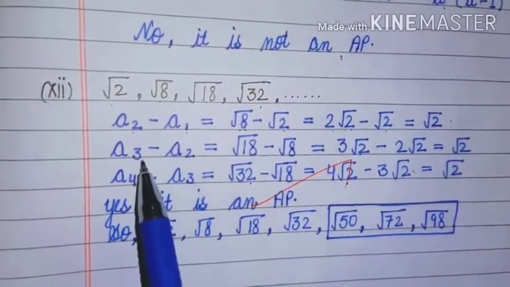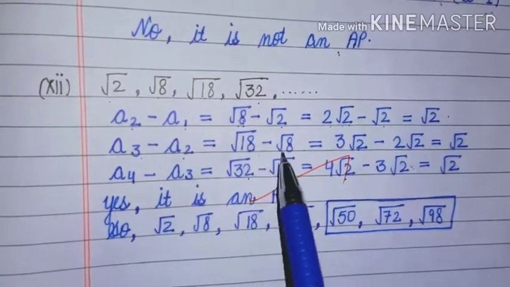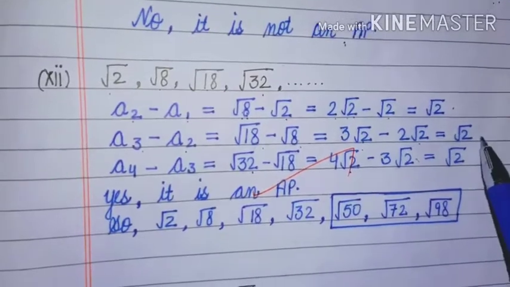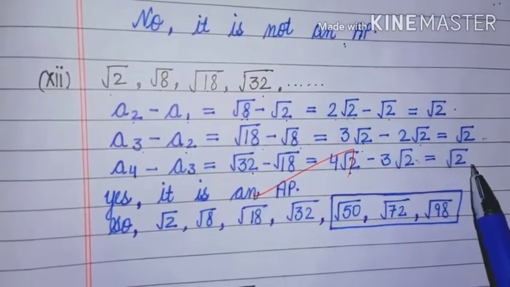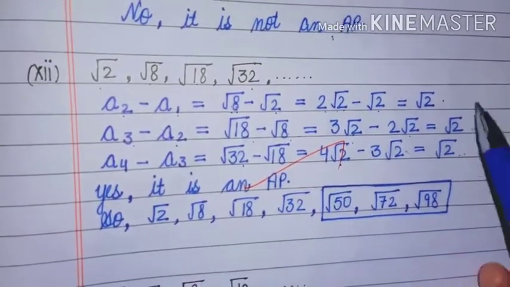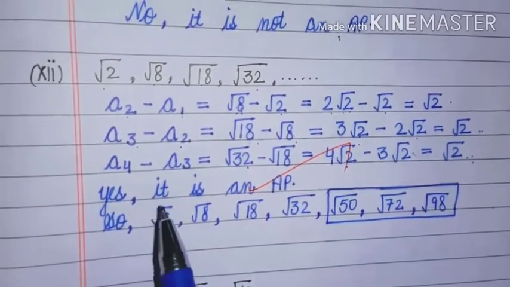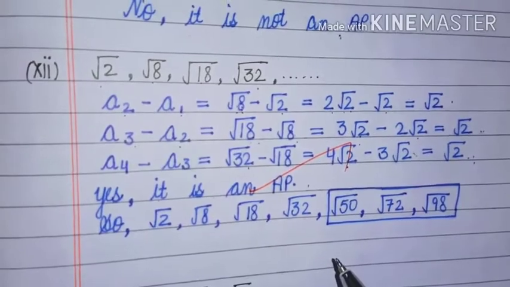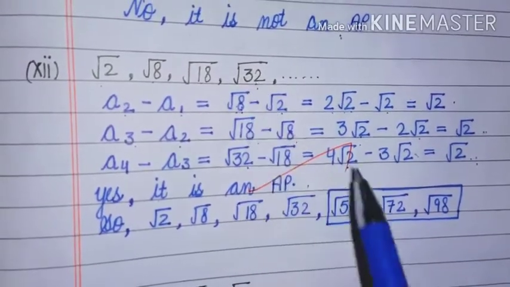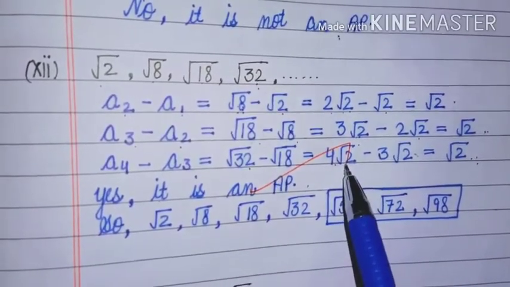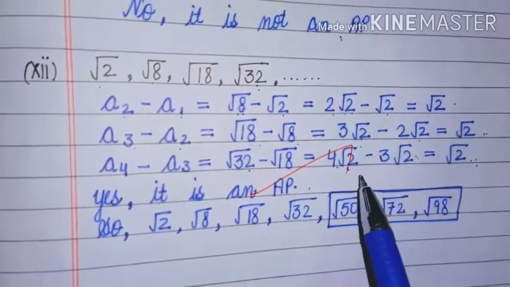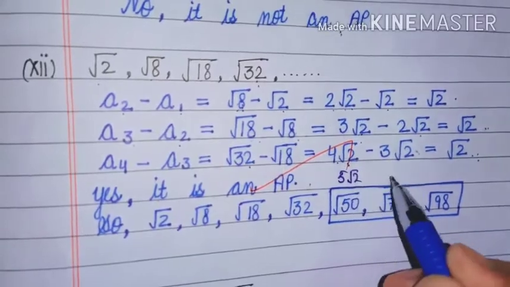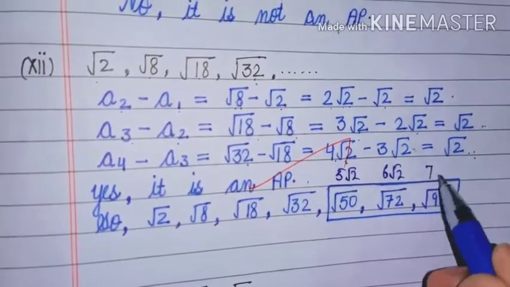In second part A3 minus A2, root 18 minus root 8. So root 18 is 3 root 2 and root 8 is 2 root 2. Again you will get root 2. Similarly in third case also you will get root 2. It means the common difference is same. Then we can say this is an AP. And the next term, how will we get the next term? Root 32 can be written as 4 root 2. If you add root 2, then it becomes 5 root 2. Means it is 5 root 2. It is 6 root 2. It is 7 root 2.